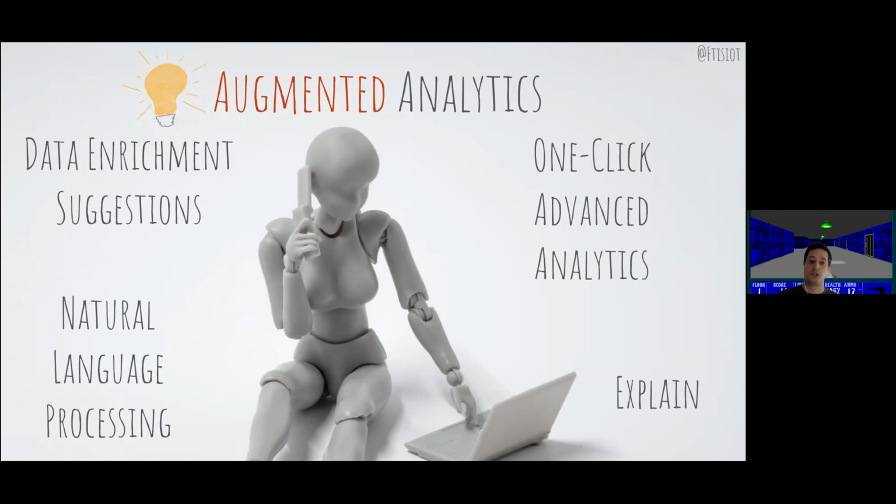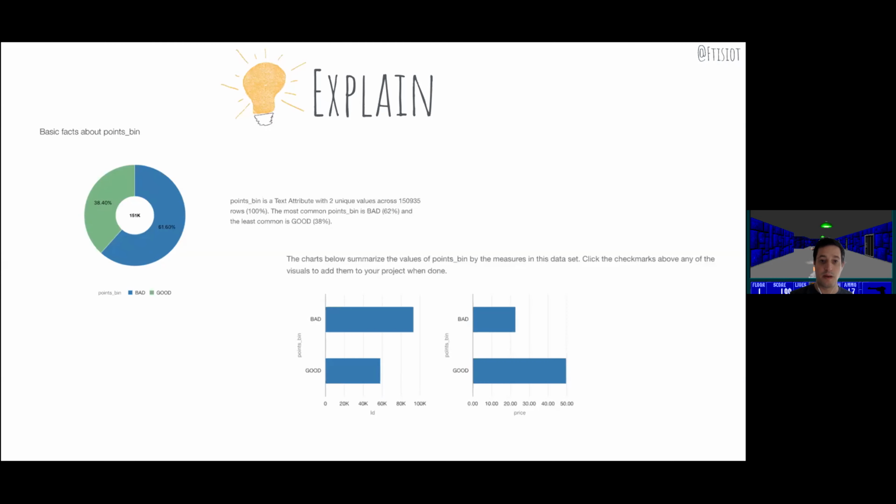And then there is the option, which is called explain. Explain is a very, very useful option. You can right-click on any column in your dataset and click on explain. Explain will tell you some basic facts about the column itself. In this case, I was checking a dataset which was containing good and bad wines, and it is already telling me that bad wines are 62% and good wines are 38%. And it's also telling me that, for example, the average price for a good wine is much, much higher than the average price of a bad wine.